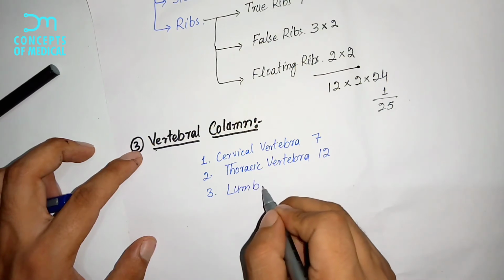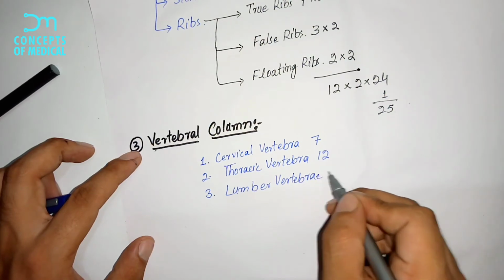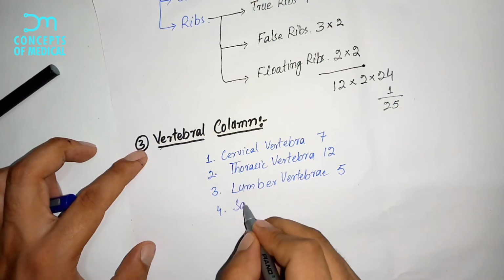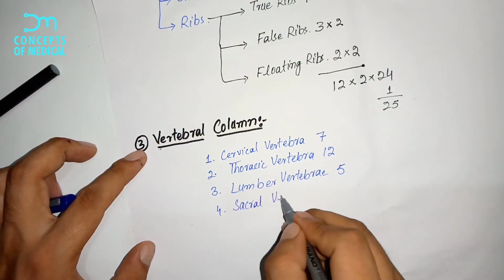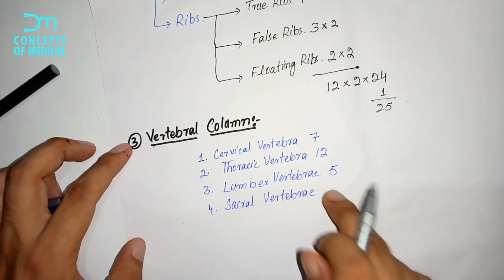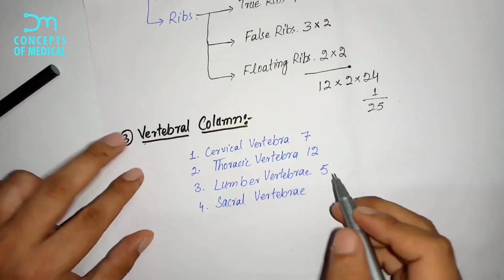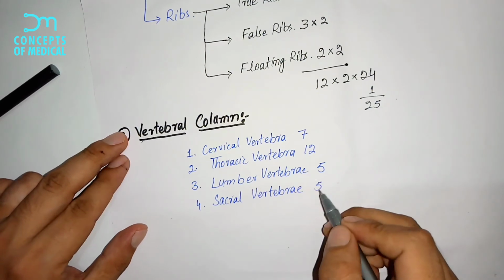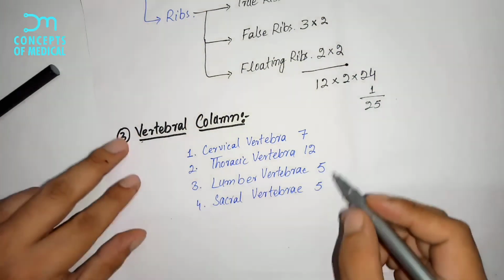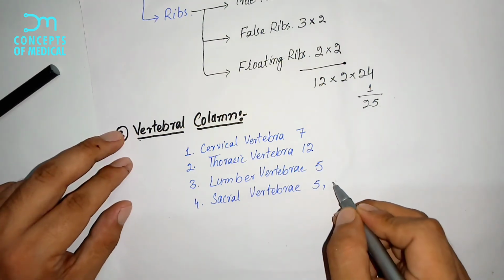lumbar vertebrae, which are 5 in number, and the fourth one we have is the sacral, which are also 5 in number, but we collect them as one bone, because all these 5 bones are fused together and make one bone. So you can count them as 5 bones or as one bone.